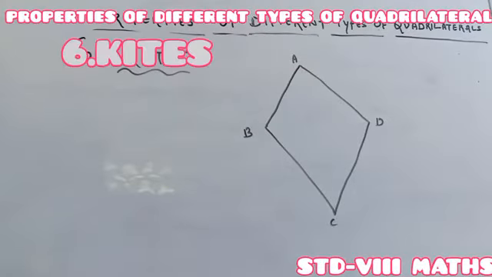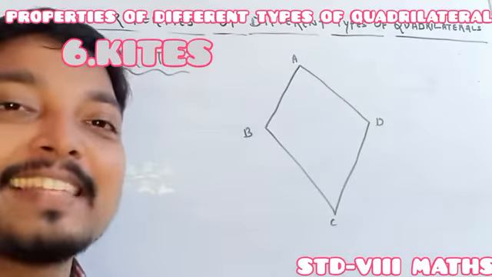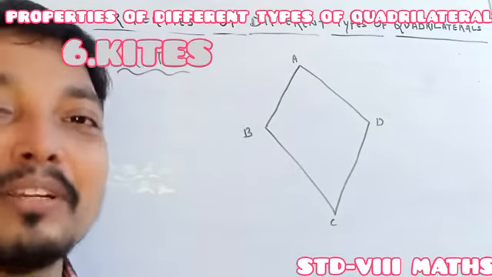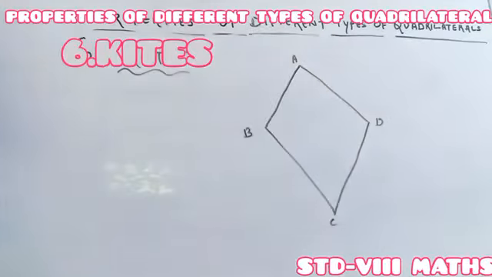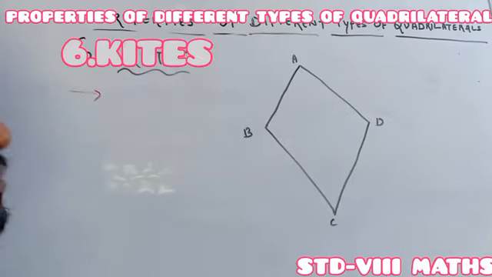Next we will discuss the properties of the kite. Kite means patang, which you fly. Whenever you were a child you used to fly it, and nowadays also you are doing the same. Okay, see the kite. The properties of the kite: the first property is that it is a quadrilateral. Everyone knows.